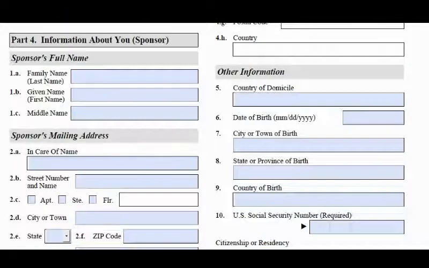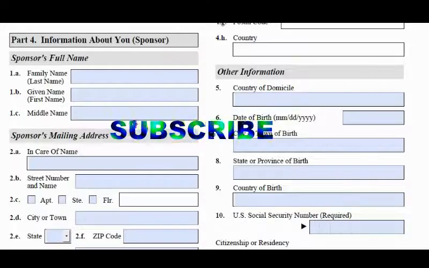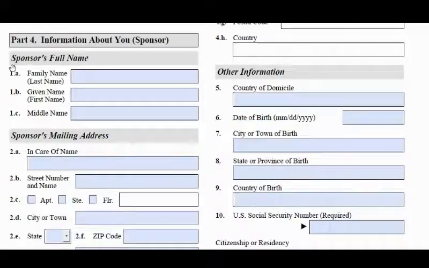Okay guys, today we're going to continue our tutorial. The last tutorial we stopped at part 3, so this one we're going to start from part 4 to part 6, as I said in the introduction. So let's jump into it. Part 4 is information about you, the sponsor. So you, the person who is sponsoring the intended immigrant, have to put your information here.